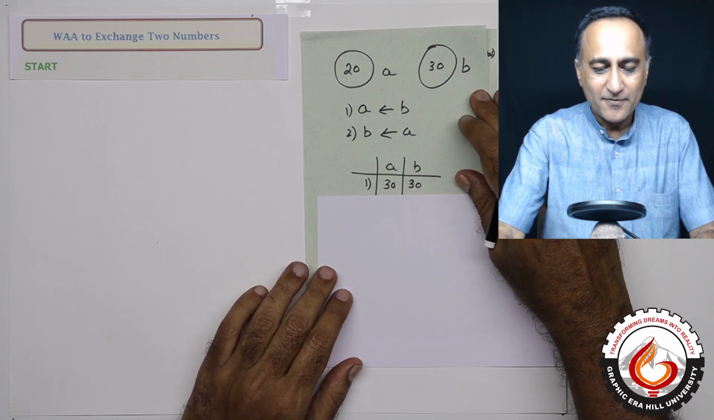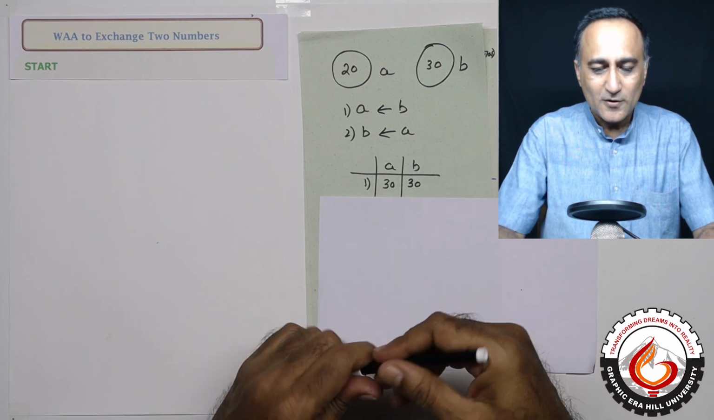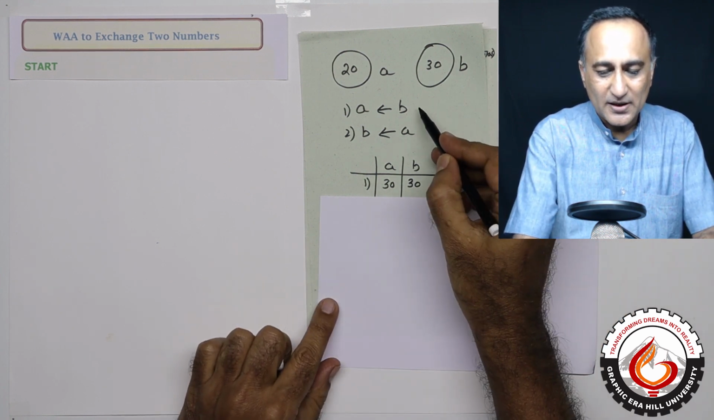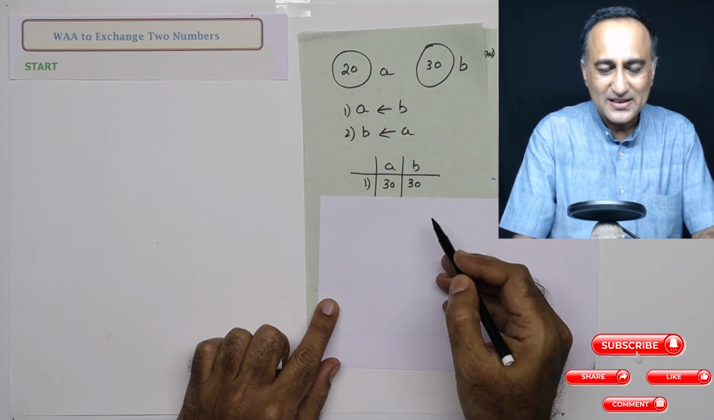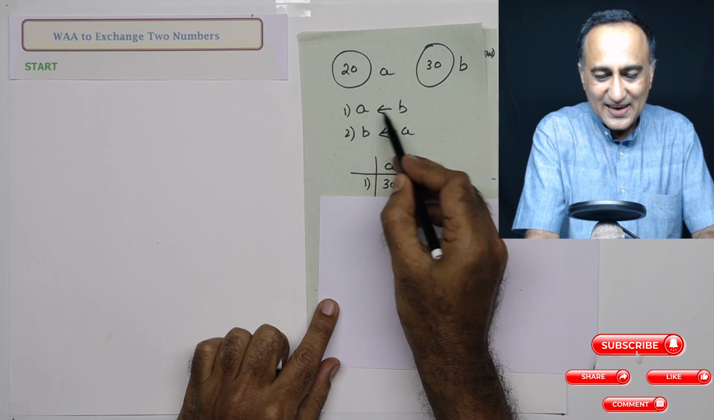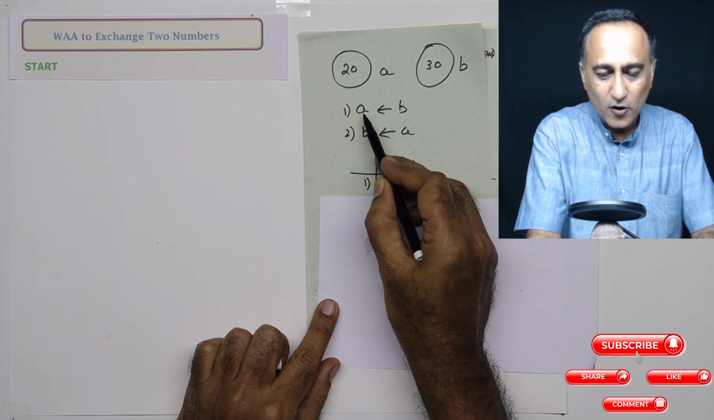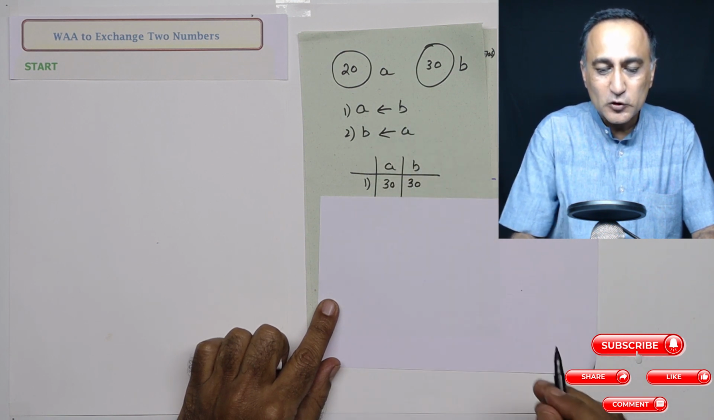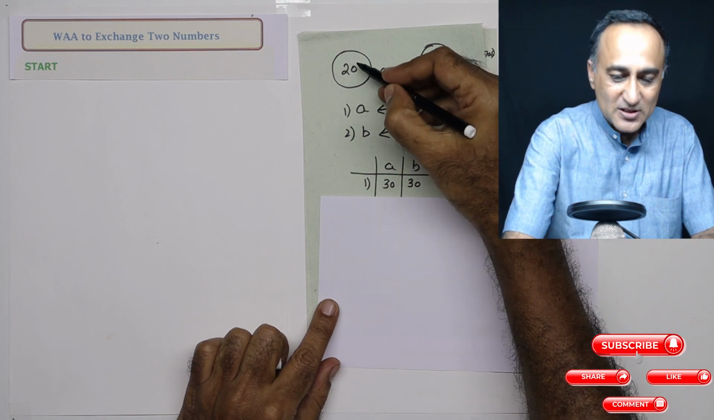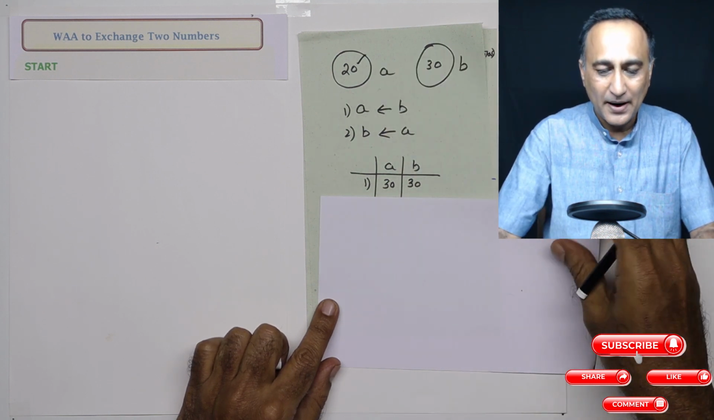Suppose I have a table like this. These are the values of A and B. If I follow this particular logic, in step 1, A is 20, B is 30. When A is assigned the value of B, then A becomes 30, B also becomes 30. Now the problem with this is you have lost the 20 totally. There is no way you can get it back.